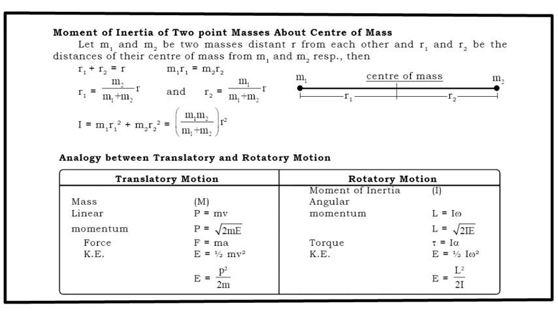E is equal to P square upon 2m. From the above expression I get, so here, E is equal to L square upon 2I.